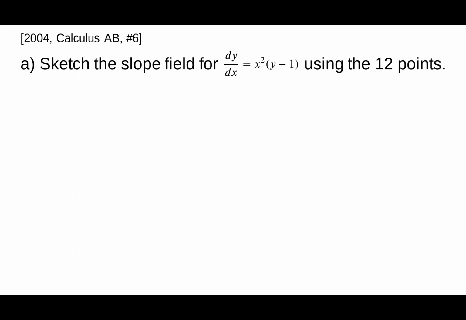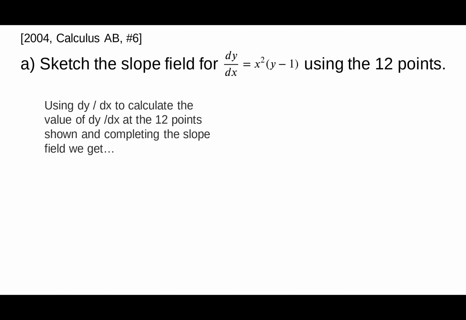In part A of this question, we are given a differential equation and asked to provide the slope field on a graph with 12 points. Like pretty much any slope field question, you're going to use the 12 points on the graph, take their coordinates, evaluate dy/dx, and then sketch little line segments that have those appropriate slopes at those ordered pairs.